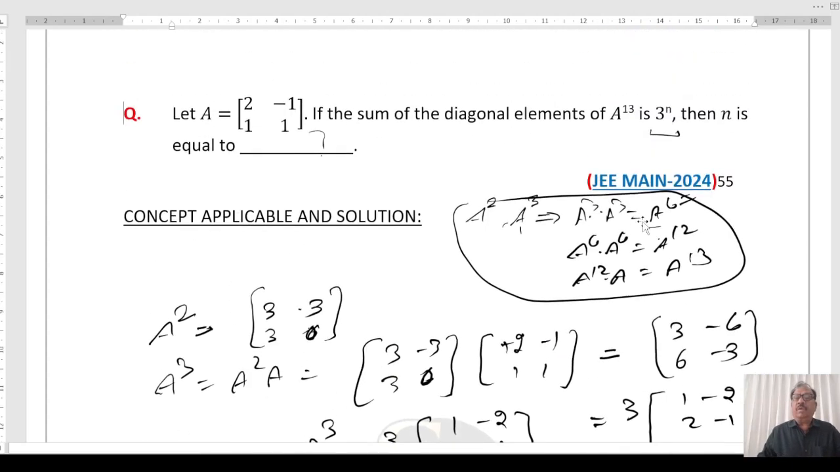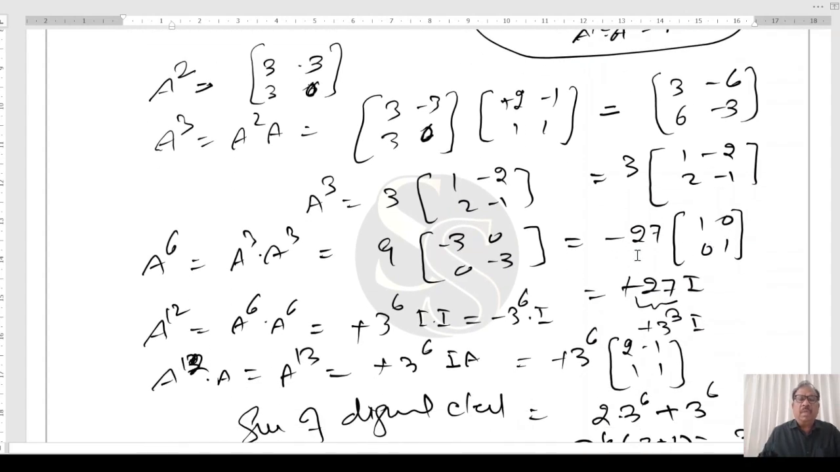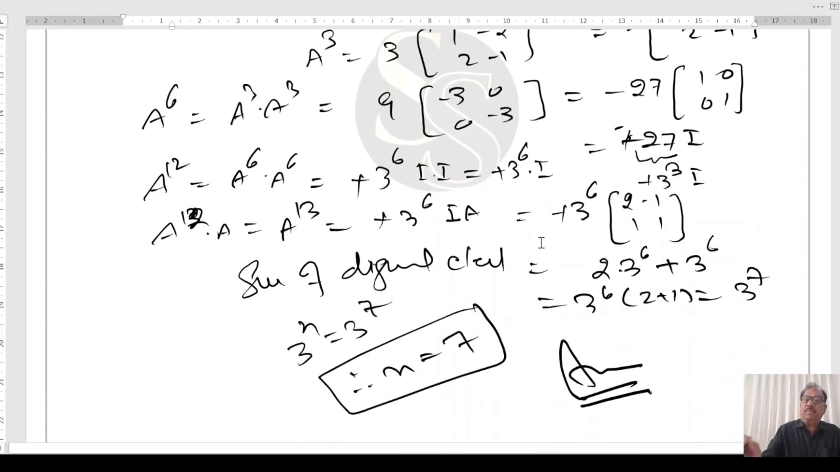So again, repeating the concept, we applied this. You can apply A^4 into A^4 into A^4, whatever you like. You do like A square, A cube, then A^6 is minus 27 I, that is 3 to the power 3. A^12 will be equal to 3 to the power 6, negative negative will become positive. This will become positive. On simplification, we have to find the sum of diagonal elements. In the sum of diagonal elements each element will multiply with 3 to the power 6. So 3^6 into 2 plus 3^6 into 1. 3^6 taken common, 2 plus 1, then equal to 7. Right? Next question.